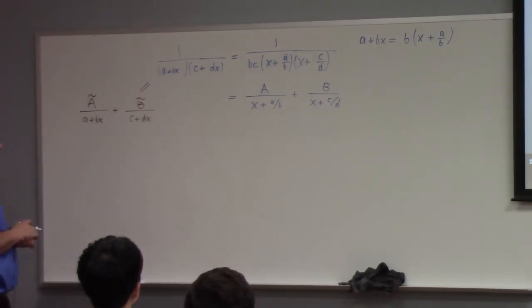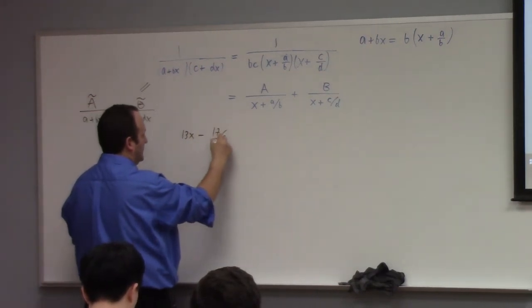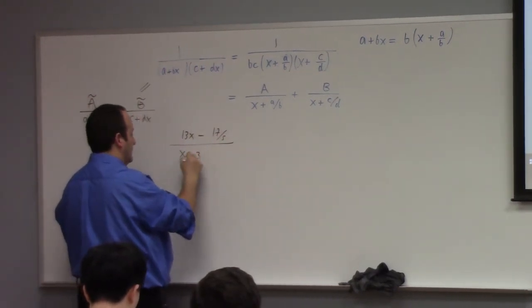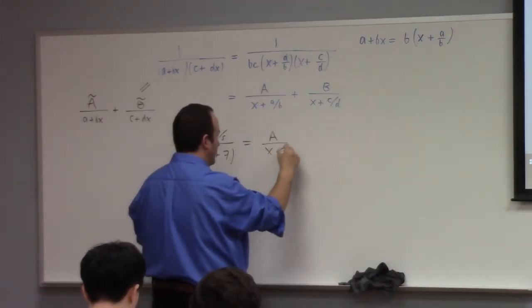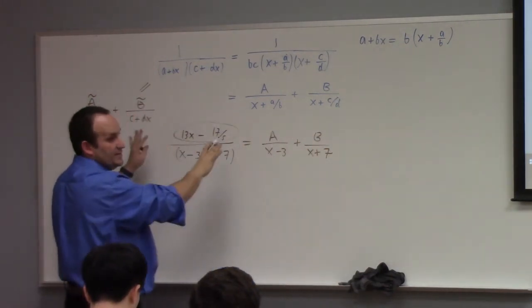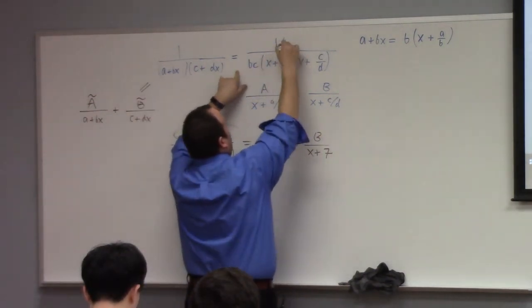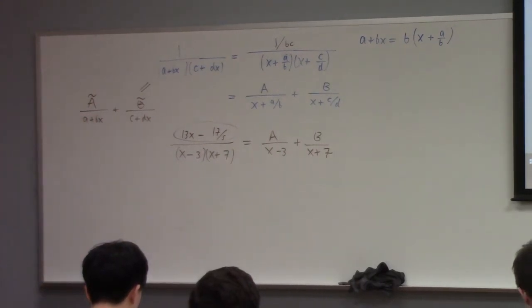Well, you know, if I have 13x minus 17 fifths over, you know, x minus 3 times x plus 7, I do A over x minus 3 plus B over x plus 7. I don't care what's up here. It does not matter. And so we should really think about that as like this. So it's just part of the numerator. I mean, whatever happens up there, it'll get accounted for in the mechanics of how big A and big B are calculated. That's our usual setup.